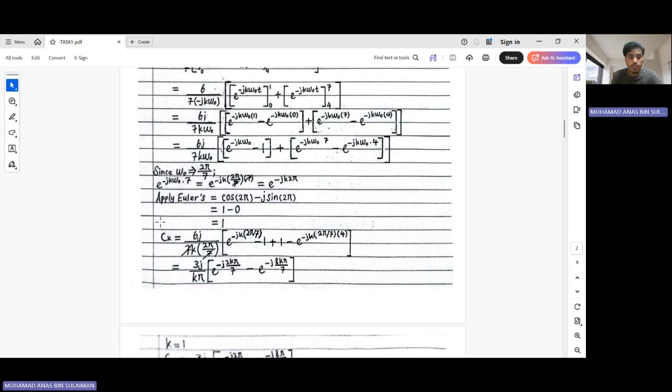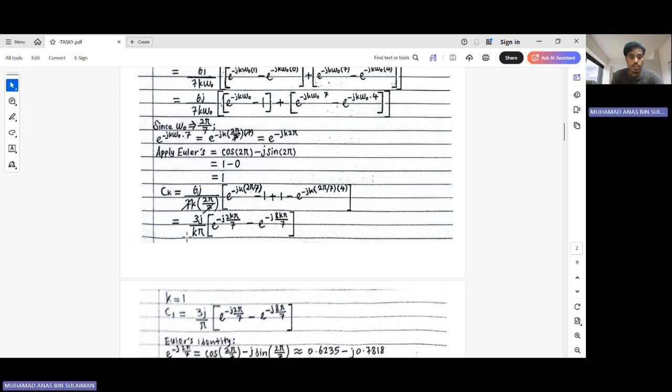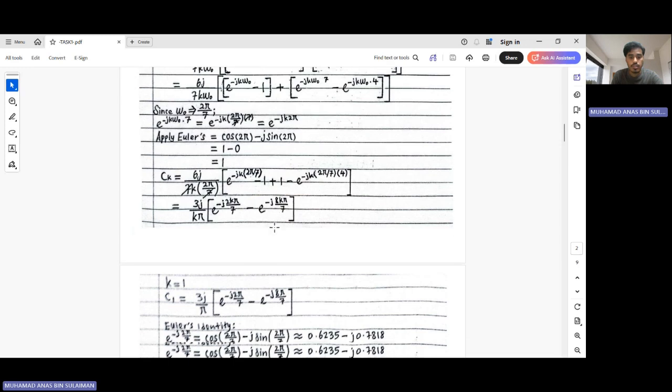After we simplify the function, the final expression for c_k that we get is equal to 3j over k pi multiplied by e to the power of negative j 2k pi over 7 minus e to the power of negative j 8k pi over 7.